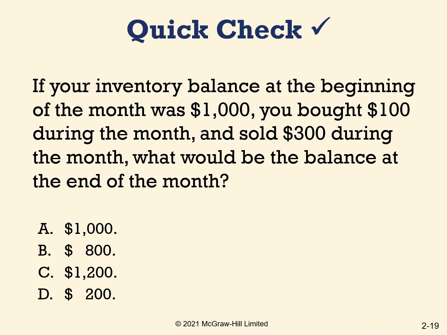All right, time for our first quick check. If your inventory balance at the beginning of the month was $1,000, you bought $100 during the month, that's our additions, and you sold $300 during the month, what would be the balance at the end of the month? What I like to do when I read these questions is pick out some of the parts of the formula we just talked about. The first one we see is that at the beginning of the month, our inventory was $1,000. So our beginning inventory is $1,000.